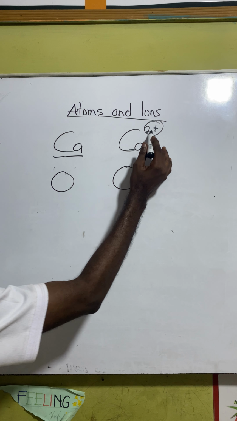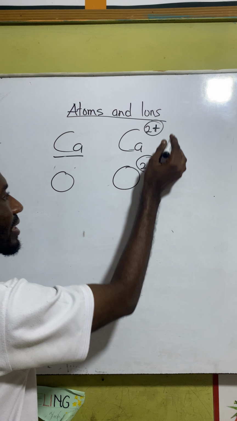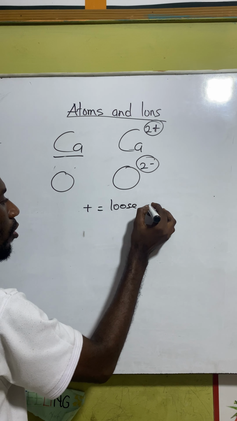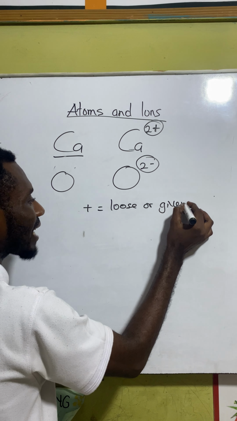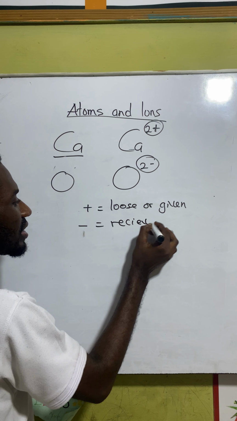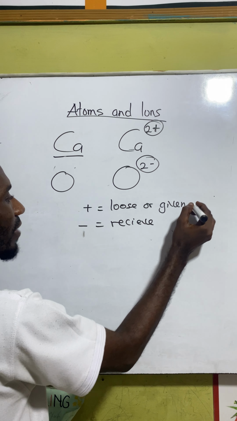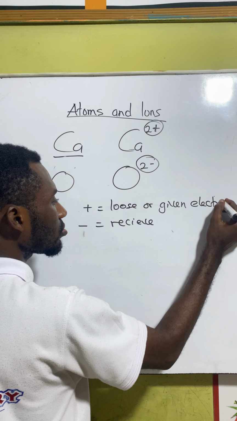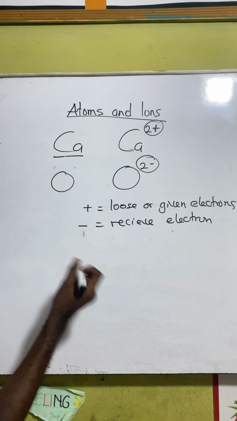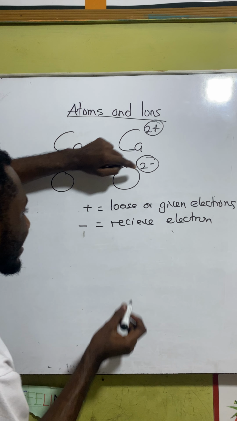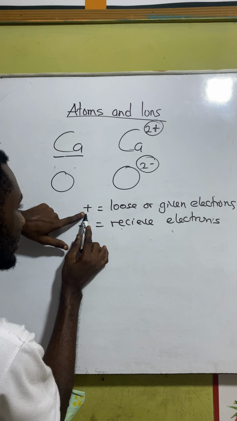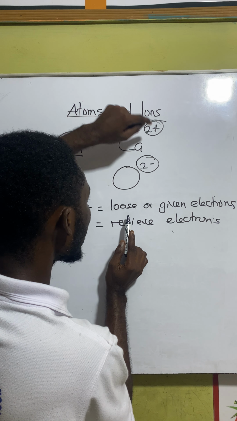Now, whenever you see the 2 plus in ions, it simply means that it has lost or given out electrons. That is a clue about it. Then when you see minus, it means that it has received. Good. So over here, let me write the electrons down so that you get it easily. If I'm seeing negative 2, it means that it has received 2 electrons. If you see positive, it means it has lost 2 electrons.